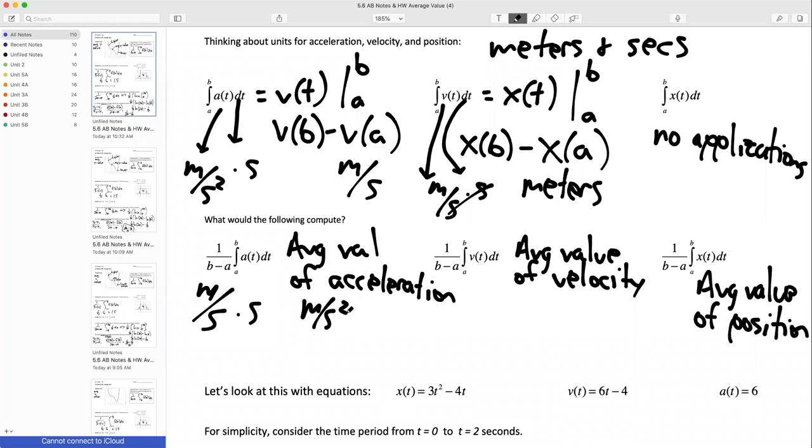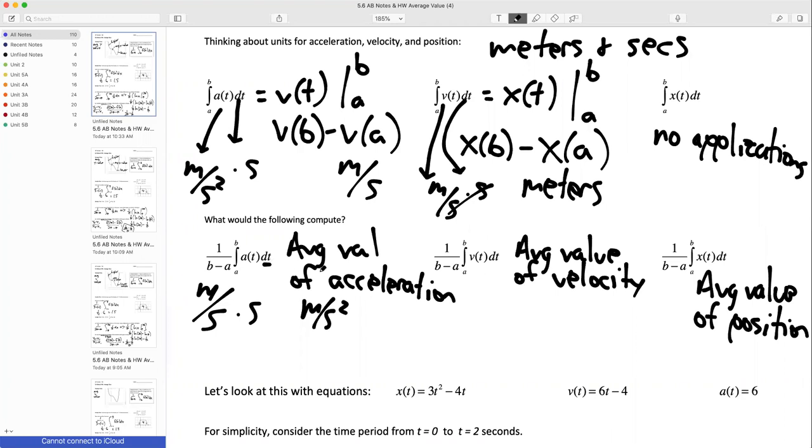Everybody okay with that? Okay, so when I integrate the acceleration, I get a velocity. That's what we did right here, right? But then I'm dividing by b minus a, where b minus a is the difference between the bounds. And the bounds are time, so like from 0 to 3 seconds, for example. So if I integrate the acceleration, I get velocity, but then I'm dividing by the time. So I have meters per second squared in my final answer. Does that make sense? Is everybody okay with that?